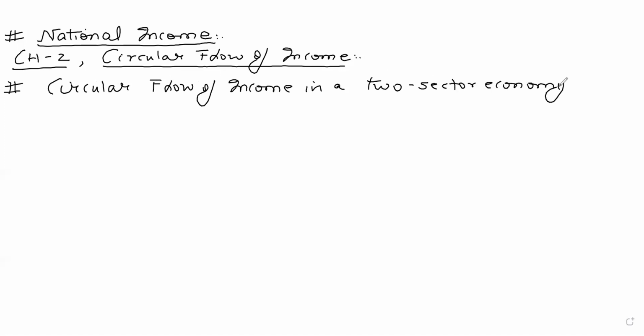Okay, so first of all, what are these two sectors? These two sectors are nothing but the firms. Firms are the producer of goods and services. And then we have households, which are the consumers of goods and services. Similarly, I can look at it from another point of view. Firms demand land, labor, capital, entrepreneur. Households will supply land, labor, capital, and entrepreneur, which are called the factors of production.